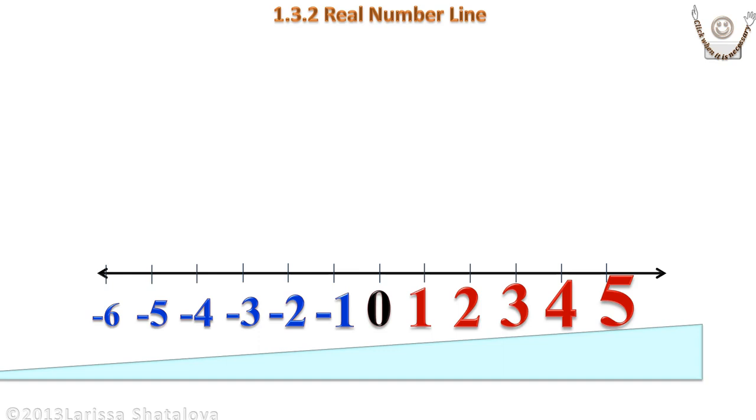Real number line. As you see, on the real number line, we can show negative numbers and positive numbers, and numbers grow from the left to the right. Now let's talk about symbols. To compare numbers, we can use these three symbols. If we have two numbers, -2 and -2, what symbol should we use? Let's look at the real number line. -2 equals -2, so we can use the equal symbol.